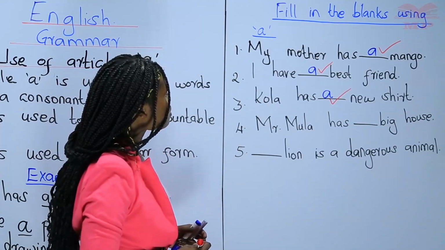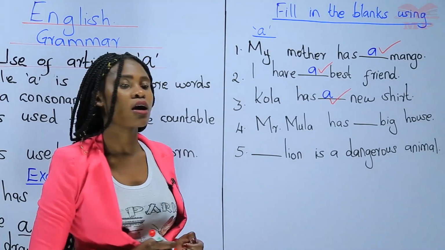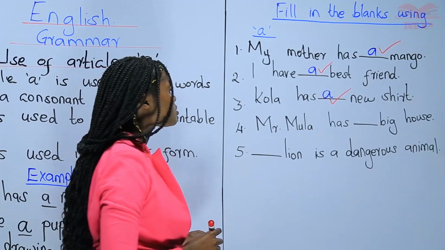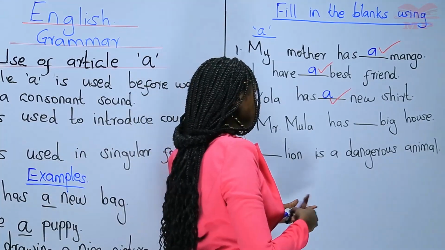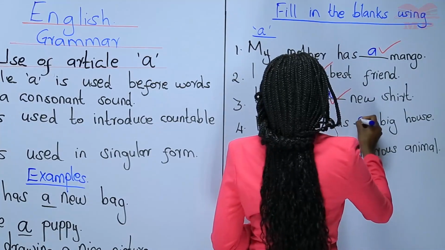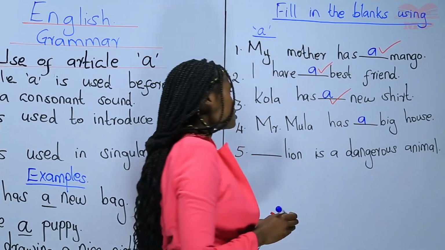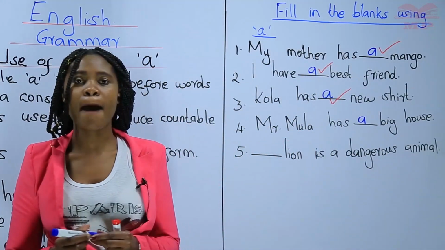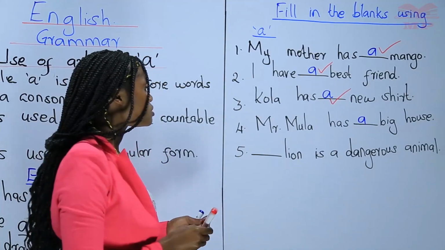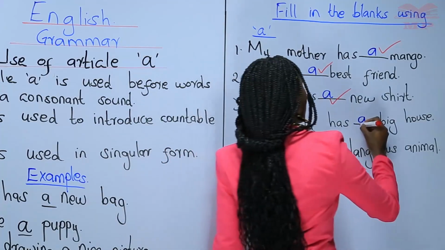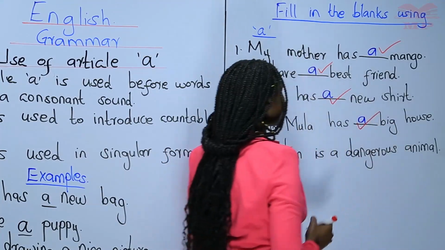Then number 4, Mr. Muller has dash big house. So you fill in the blank with a. Then you read the whole sentence. Mr. Muller has a big house. If you have the correct answer, also give yourself a mark.